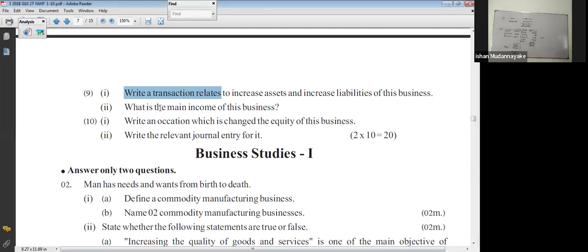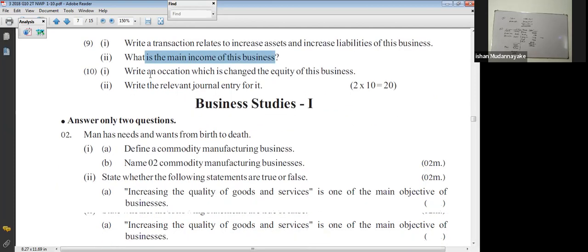Okay, right. And then, what is the main income source of the business? Transportation income. Yes, providing transportation services. The main source of income is providing transportation services.